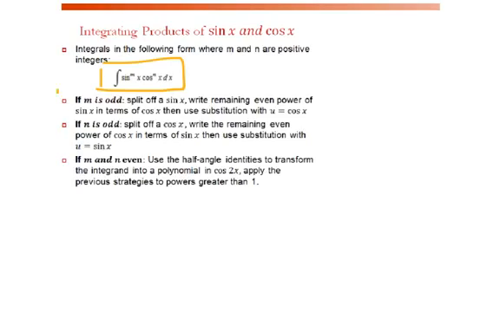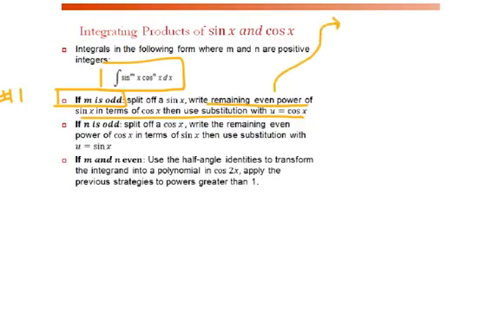So first, if m is odd, this is case 1. If m is odd, in other words sine is odd, then you're going to split off one of the sines, replace the even powers of sine of x with 1 minus cosine squared x, and then go to u substitution. So we're going to rewrite the remaining even powers and go to u substitution. I'll do a quick example for this one and then lay out the rest of them and we'll do some problems.